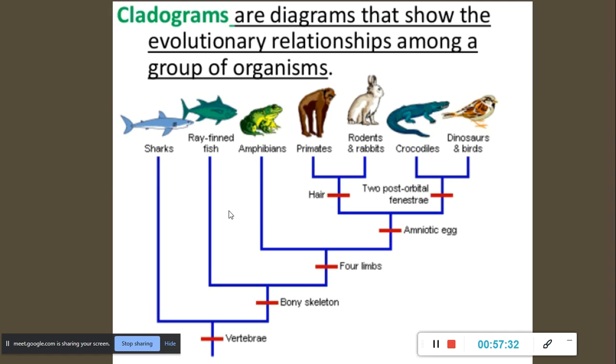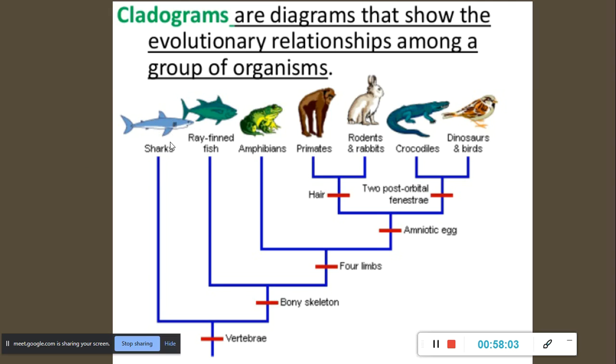First, you are given these organisms. I give you 7 names: shark, ray fin fish, amphibians, primates, rodents and rabbits, crocodiles, dinosaurs and birds. And then I tell you, okay, make a cladogram. So first, you consider that all of them are vertebrates, so they are Vertebrata, so they are together. Then you see who has a bony skeleton. You see that only these have bony skeletons, so you place them together in one group and this as another group.